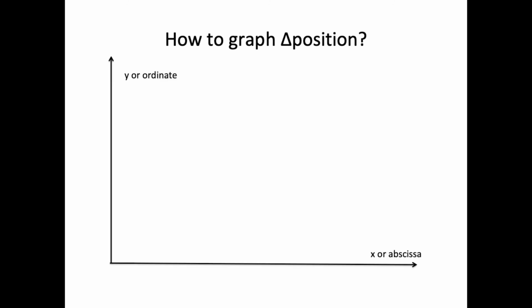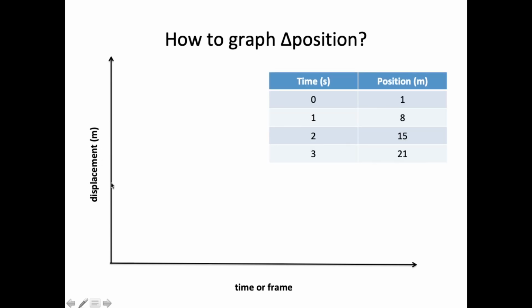If you wanted to graph the change in position, well, you would again need 2 axes, the x and the y. On the x-axis, we typically illustrate the independent variable. That means a variable that wouldn't change, it's not dependent on anything, and in our case, it's typically time or the frame number if that's how we want to illustrate our videos. Position would then be on the y-axis.